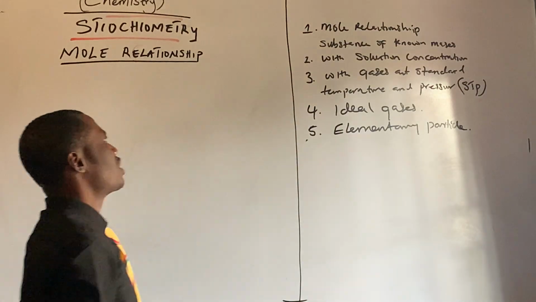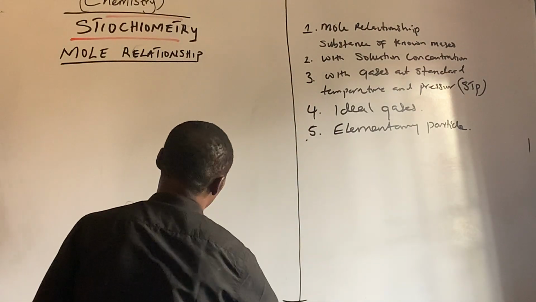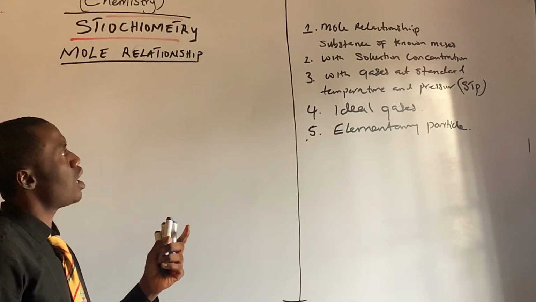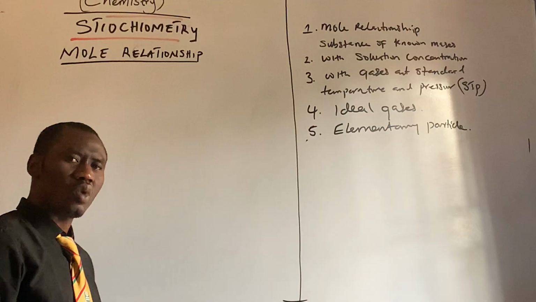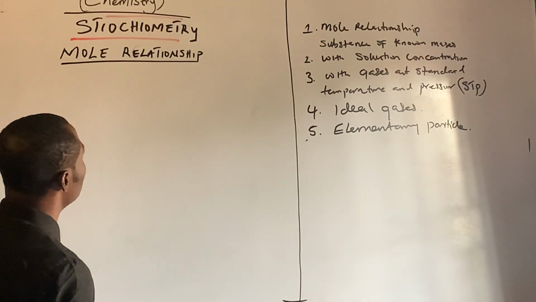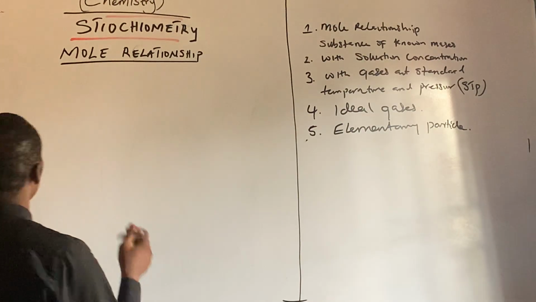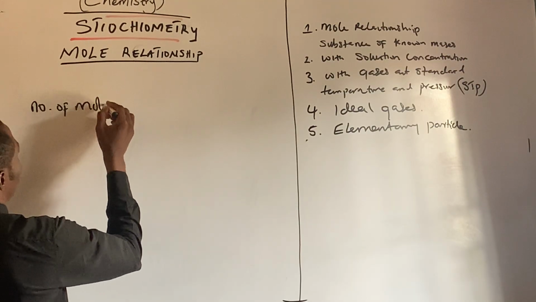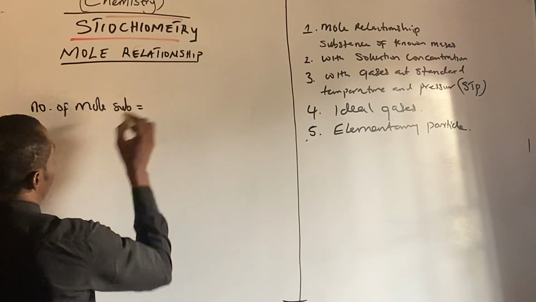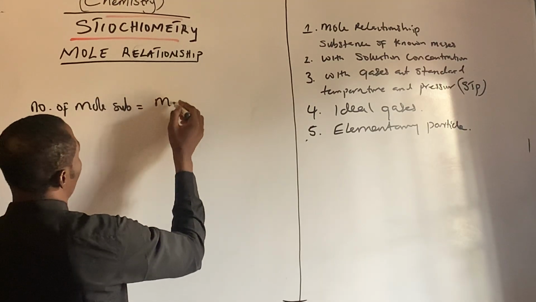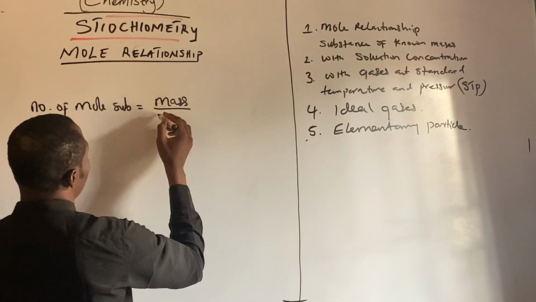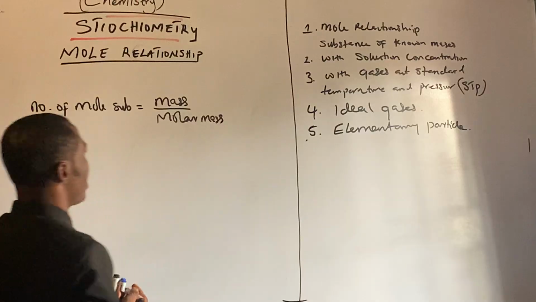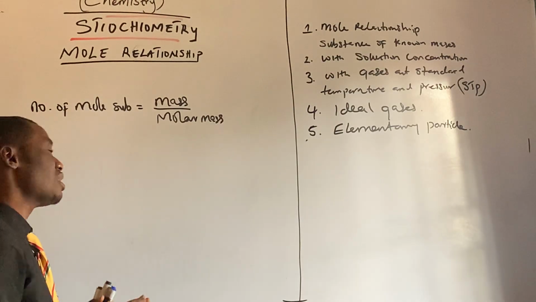All right, now let's start with the first one: mole relationship with substance of known masses. What does that mean? The formula to use for solving problems of that nature is that number of mole of a substance is equal to the mass of that substance over the molar mass.